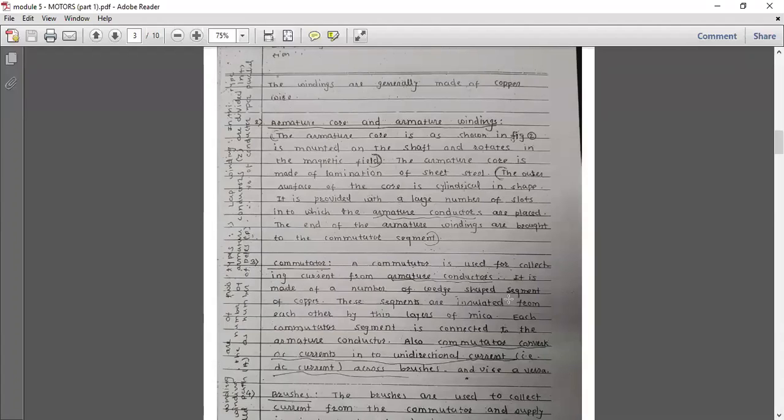Okay. The question comes to the students: madam, you're talking about the field windings and coils. These field windings are made up of copper coils. Then we are going to study the armature core and armature windings. The armature windings are mounted on the shaft, and it rotates in the magnetic field. Why the magnetic field? Because the current is flowing and the magnetic flux is produced with respect to the armature core. Talking about the armature core, how is it seen?